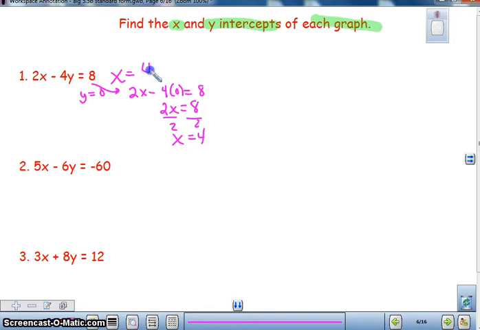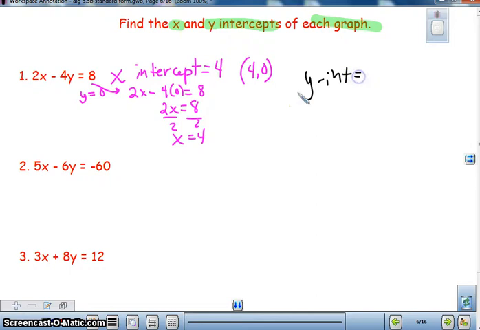Our x-intercept, we don't really want to say x equals, but we want to actually write out x-intercept. Our x-intercept is, in this case, 4. What is that ordered pair? The ordered pair is (4, 0). Now we want to look at our y-intercept. Our y-intercept, if we are looking at that, is going to be when x is 0.